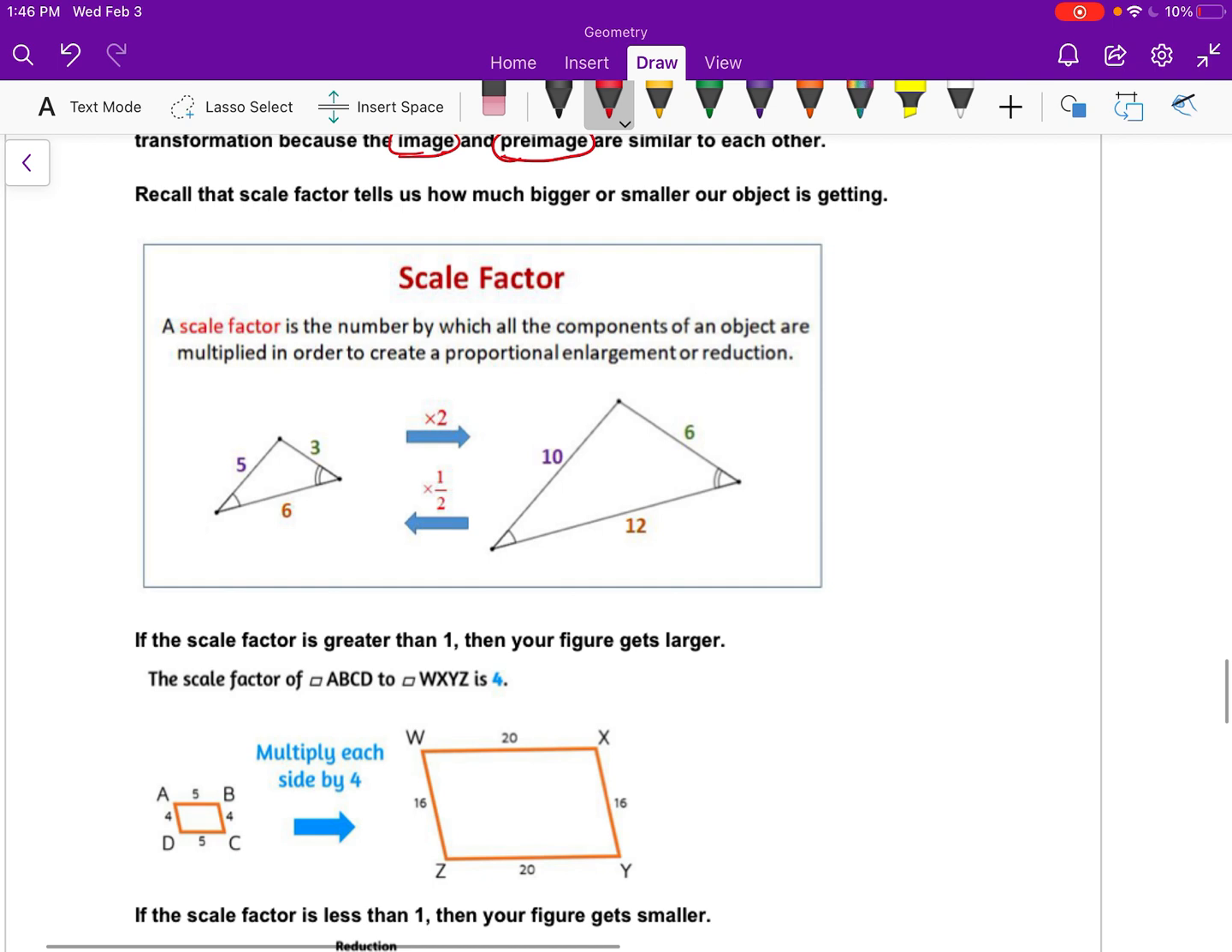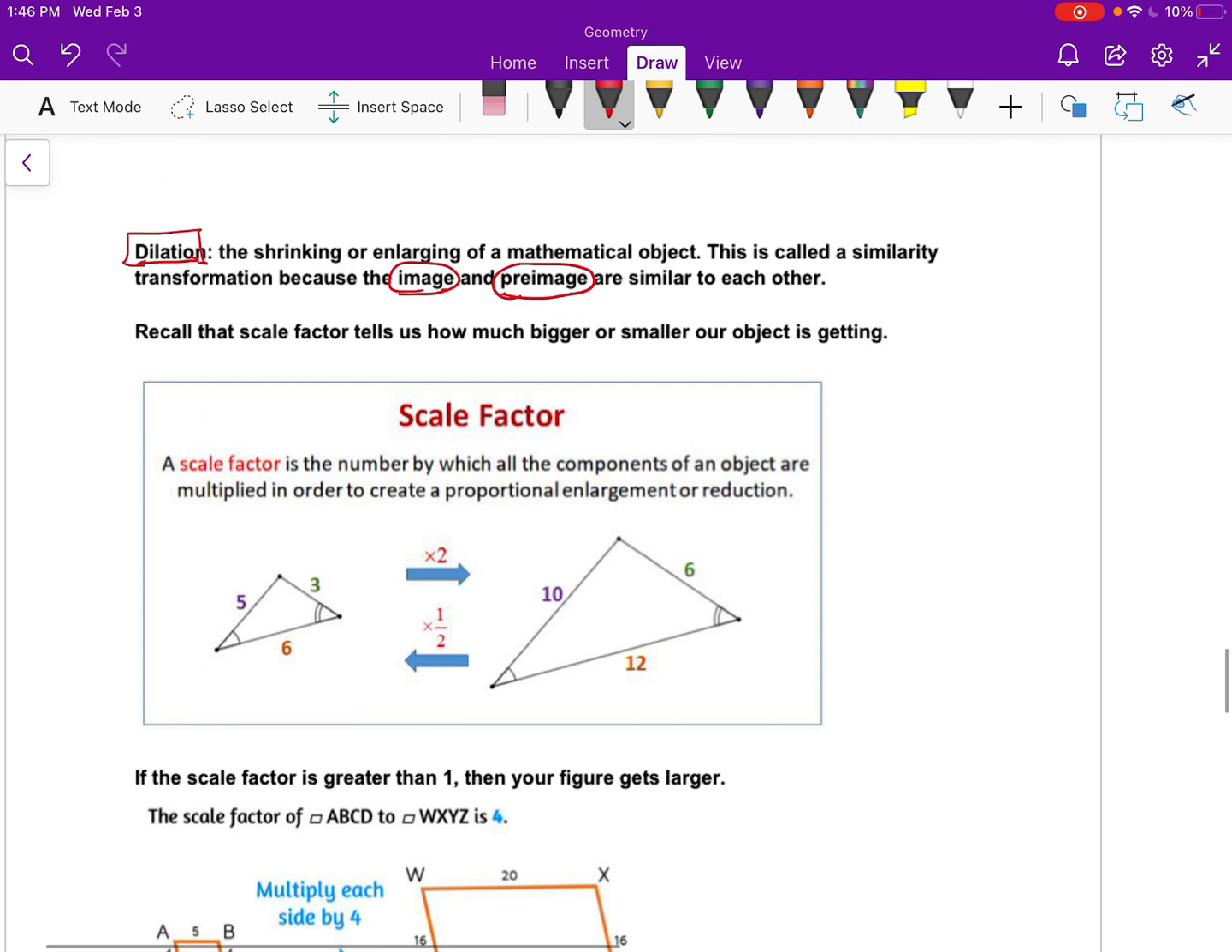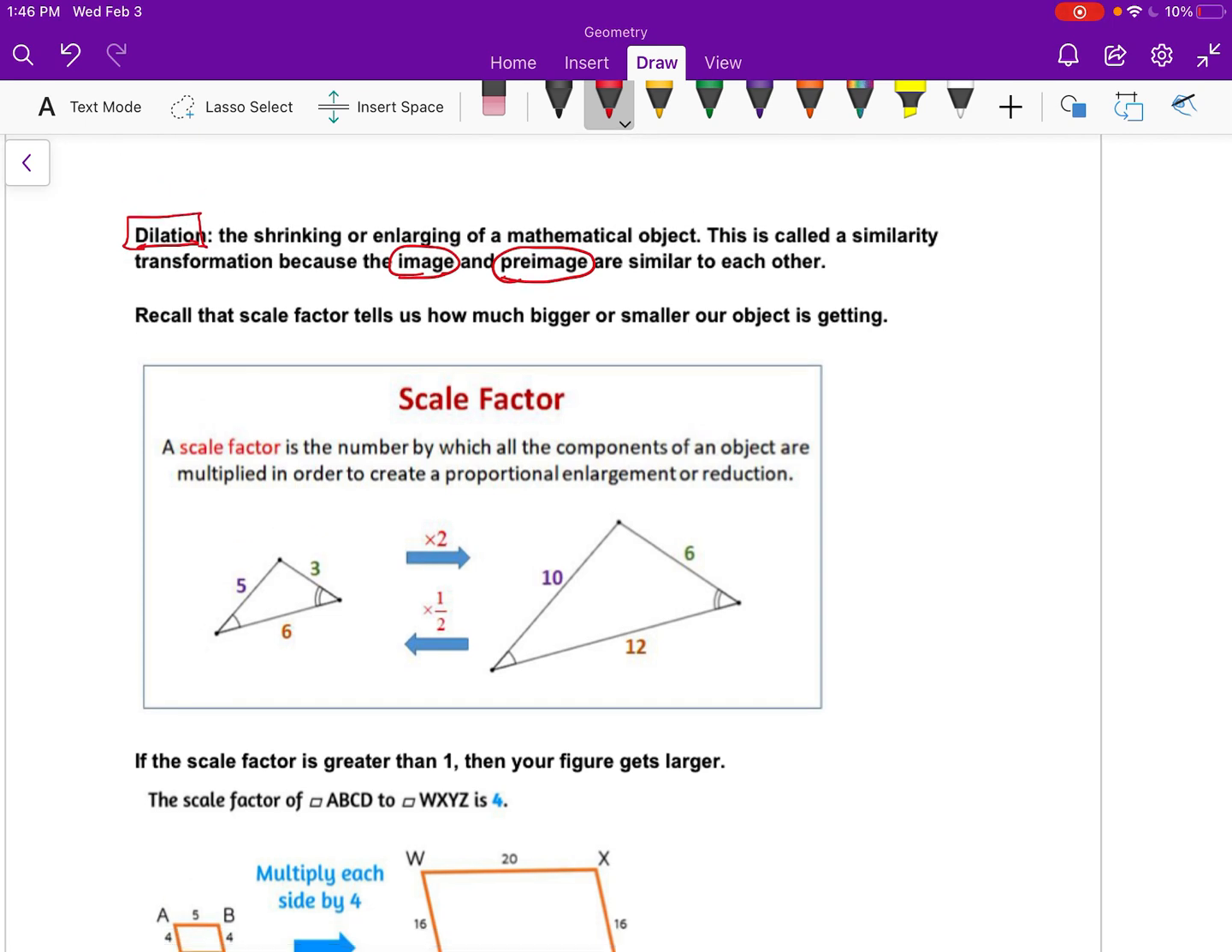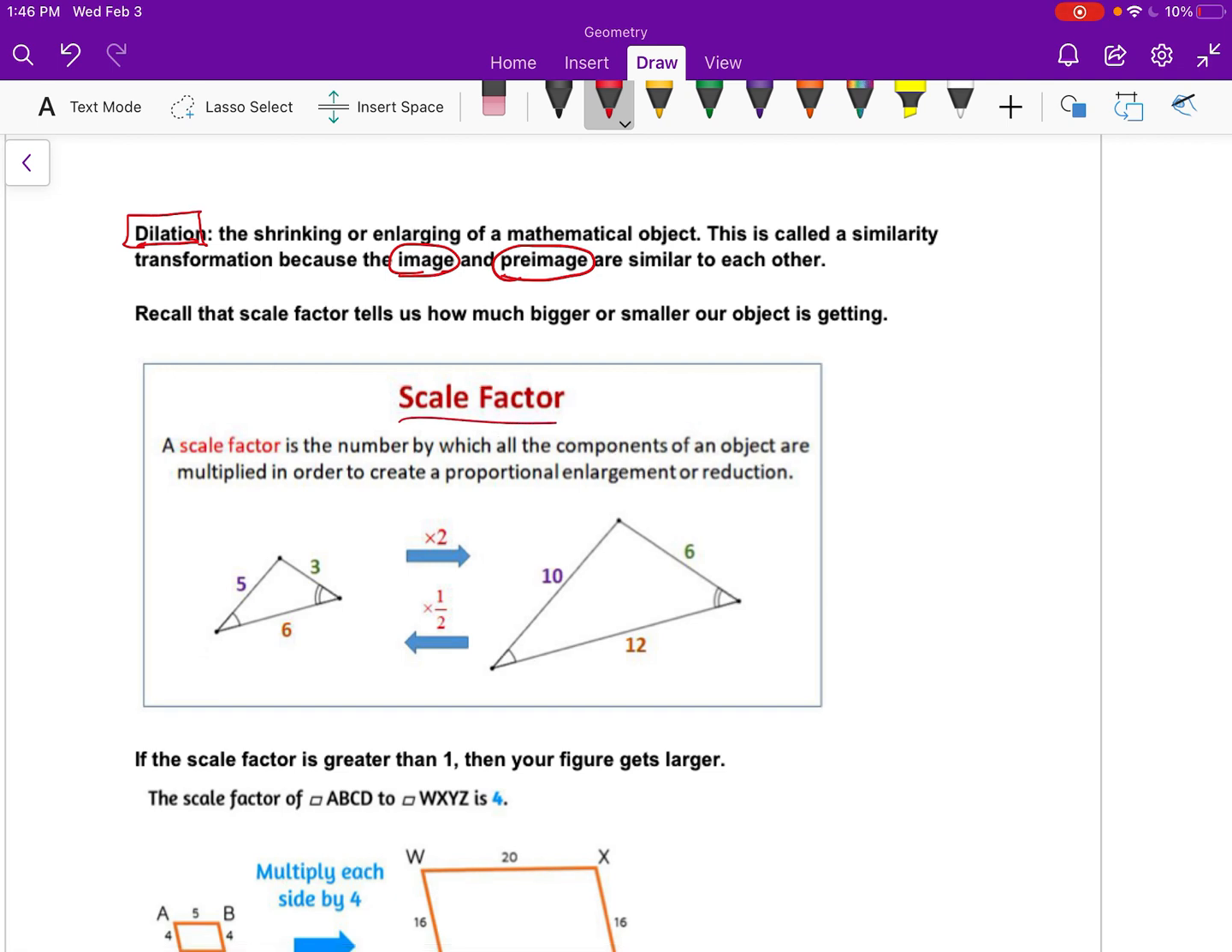Well, what's a scale factor? We talked about it earlier, but a little review. A scale factor is a number by which all the components of an object are multiplied in order to create a proportional enlargement or reduction. So to figure out the size of our dilation, we're going to be looking at scale factor. How do we find scale factor? First thing we need to do is look at corresponding sides.